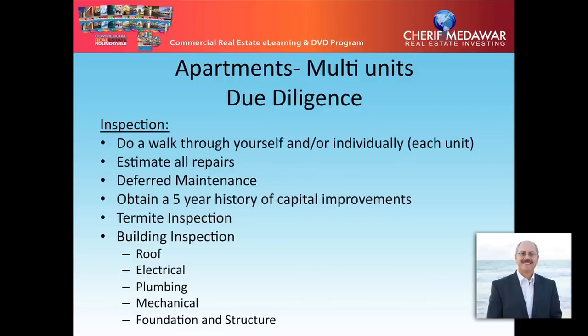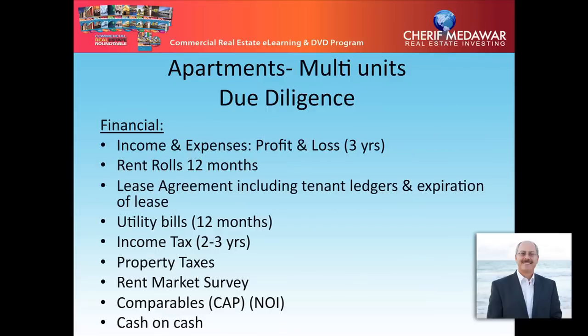These people come in and they tour the property. They can actually give you a 5-year history of capital improvements. They can tell you what termite problems you have, the building, roof, electric, plumbing, mechanical. Inspection is a must. And the financials are not so difficult.